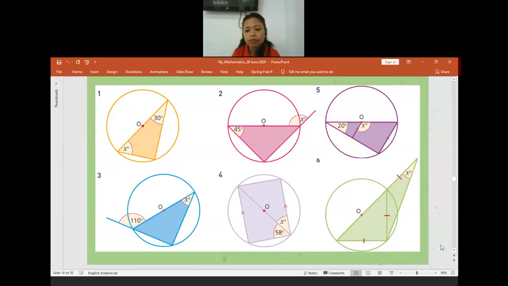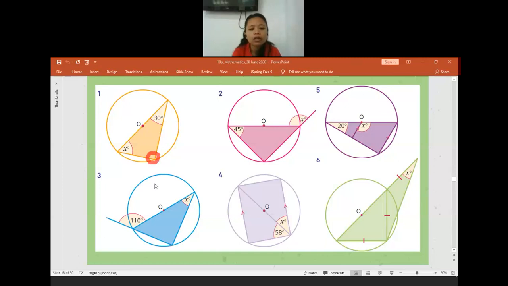Is there any right angle in question one? Yes, which one is the right angle? It is the one that is opposite to the diameter. It will always be 90 degrees. So here I already have 90 degrees at this place.